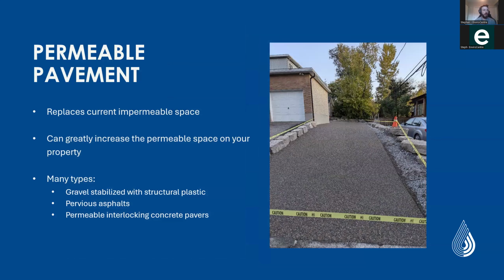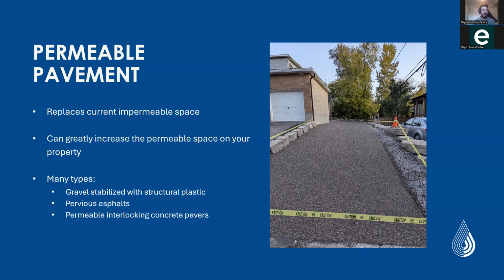Perfect. Next one is permeable pavement. For the purposes of this program, anyways, they are to replace a current impermeable space, like an asphalt driveway. They greatly increase the permeable space on your property, and they come in many types. I mentioned earlier that gravel, as it is compressed, becomes impermeable. There are driveway options where they're structural plastic. You can see they have space in between, and they're filled with gravel, which prevents the gravel from being compacted to the point of becoming impermeable.